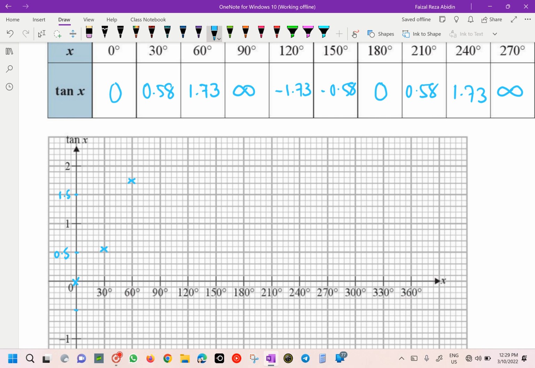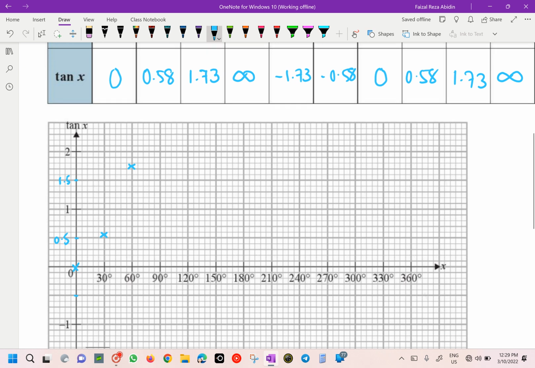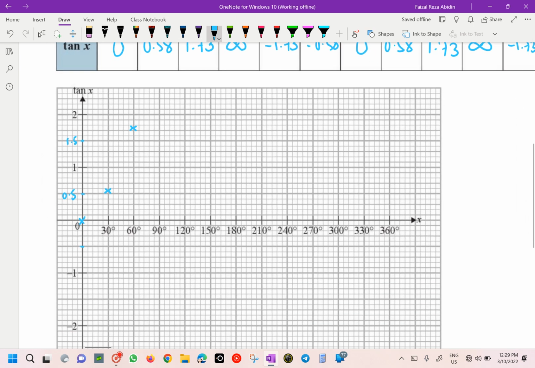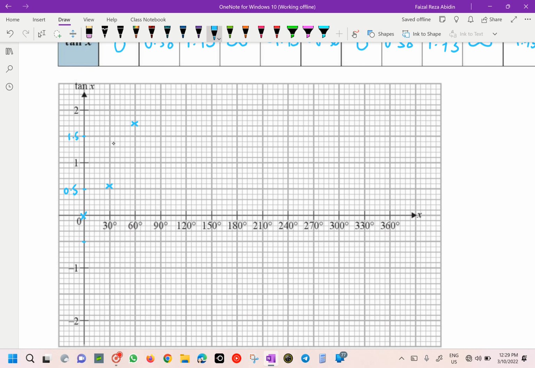90 degrees, no need to plot because it's going to be undefined. So we don't have any intercept for our 90 degrees. So later we are going to have our infinity. Okay, 120, we are going to begin with negative 1.73 down here. Negative 1.567. So you are going to get here.